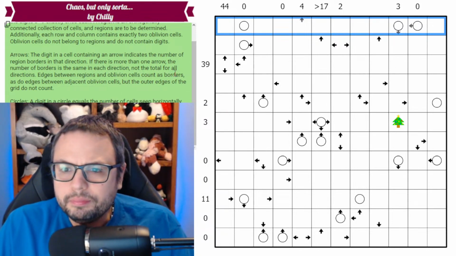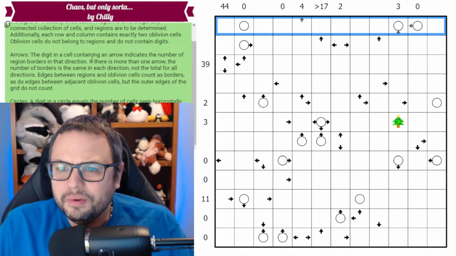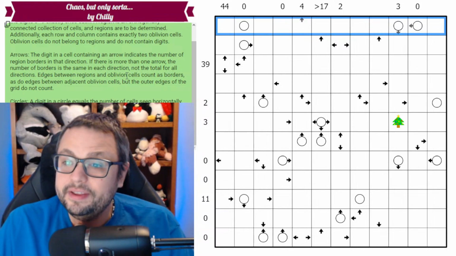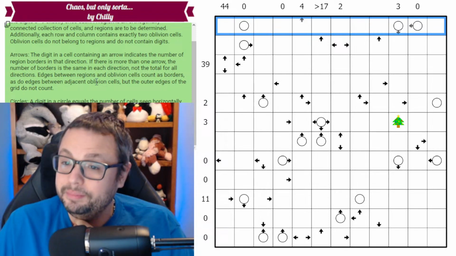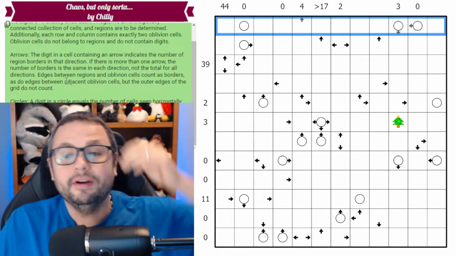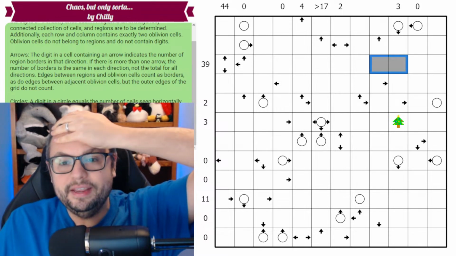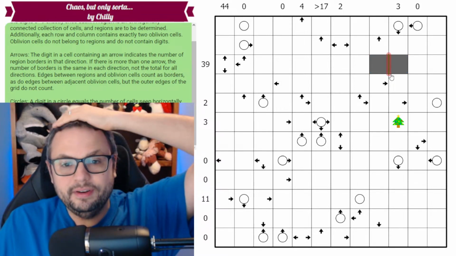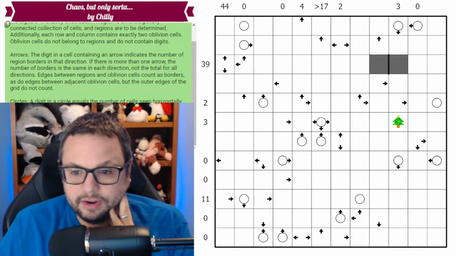All right. Let's see. So there's more than one. Okay. Edges between regions and Oblivion cells count as borders, as do edges between adjacent Oblivion cells, but the outer edges of the grid do not count. So if these are both Oblivion cells, and there is a border here, it's not a real border. Or sorry, it is a real border. Sorry, it is a real border, I should say.